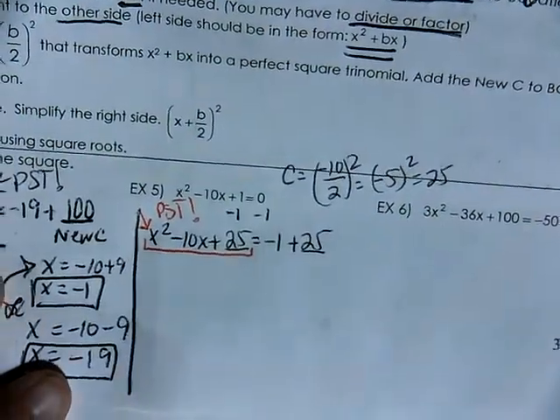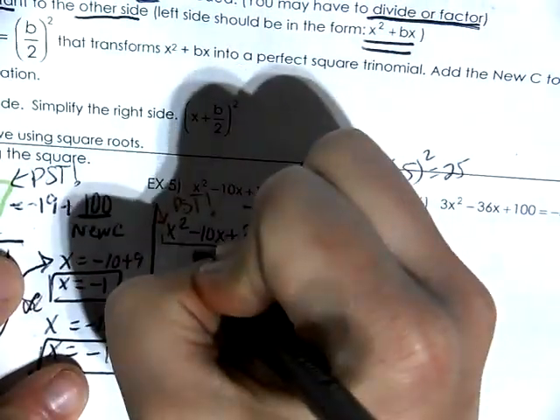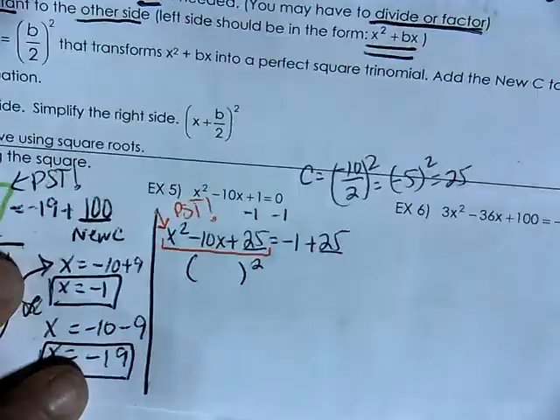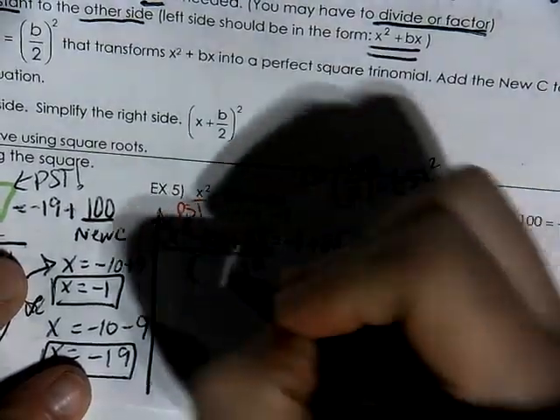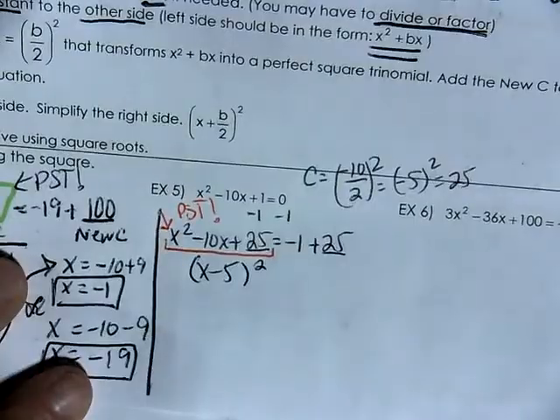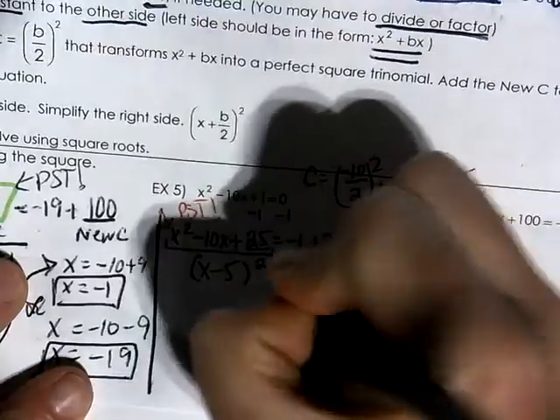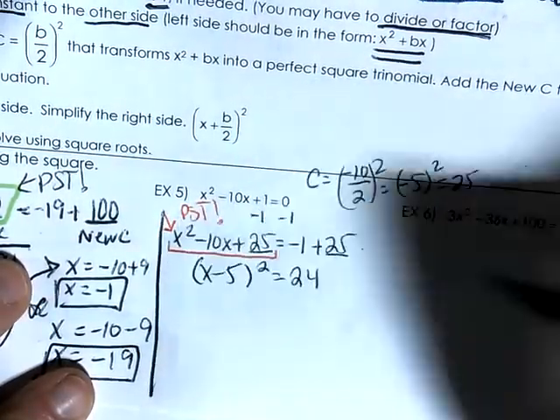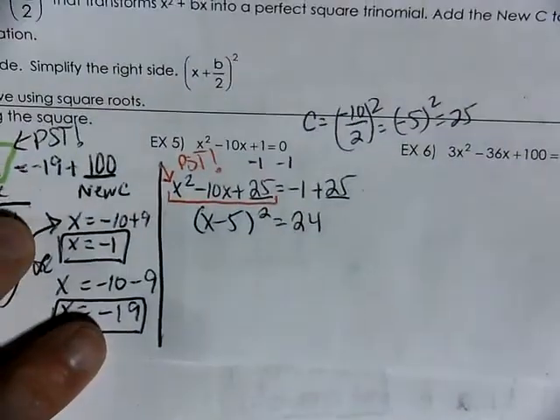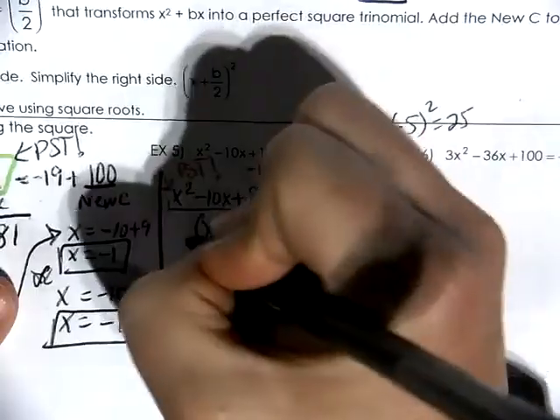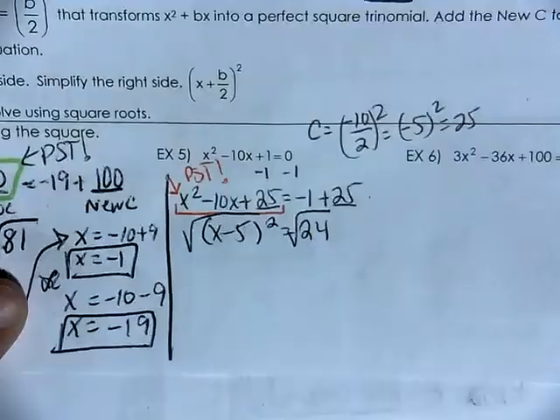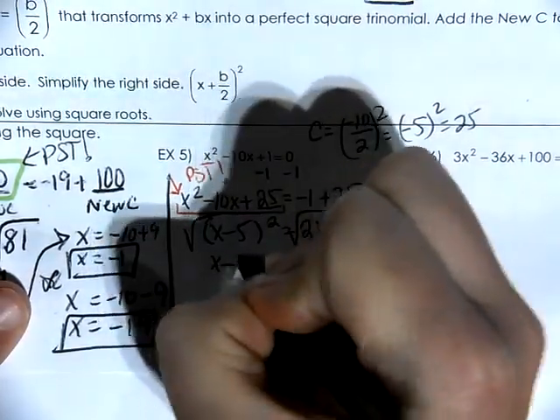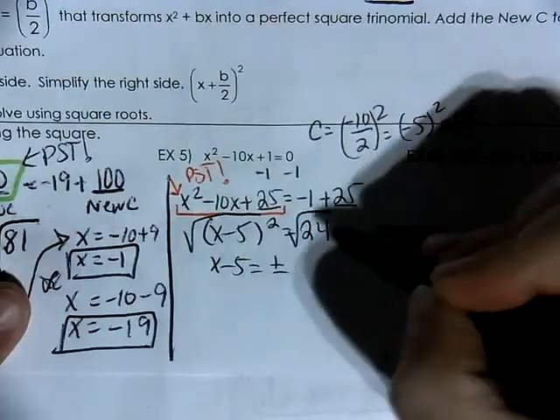And what's nice about it being a PST is I can now write this side of the equation as a parenthesis squared. More specifically, x minus 5 squared. This is going to be equal to negative 1 plus 25, which is 24. Now that I have a parenthesis squared equals a number, I'm going to simply take the square root of both sides. And I end up with x minus 5 is equal to plus or minus.